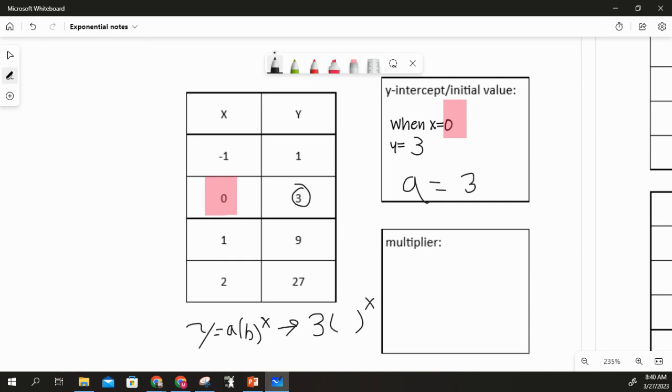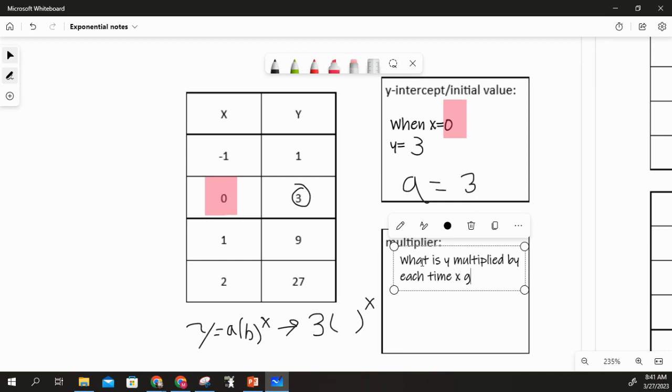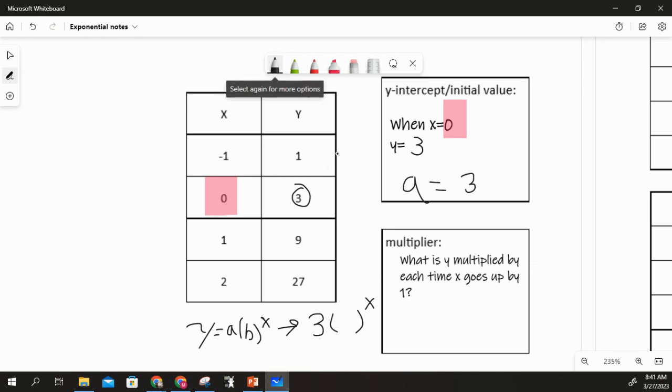But for us to find out what our multiplier is, let's see if this will work this time. There we go, yes. So our multiplier is, what is y multiplied by each time x goes up by 1. So what is y multiplied each time x goes up, folks? Let's take a look at all of our outputs.